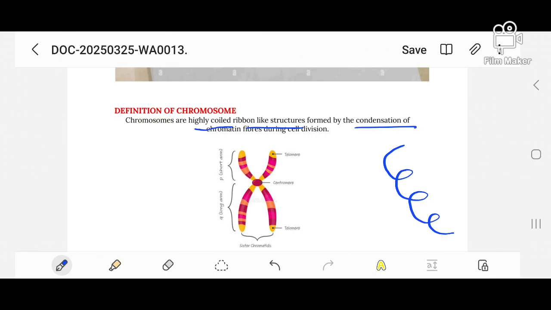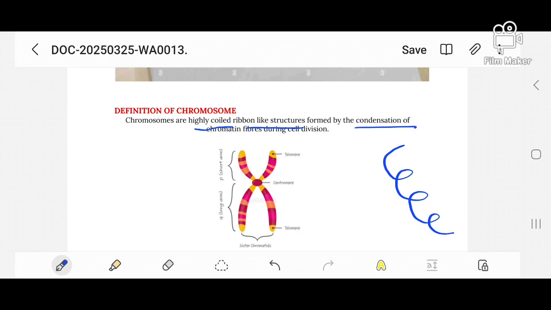So, ribbon-like. You have seen a ribbon or you have seen a thread. You can also write thread-like structure. These are formed when the chromatin fibers get condensed during the cell division. What is cell division? We will discuss it later in this chapter. So, chromosomes are highly coiled ribbon-like structures.